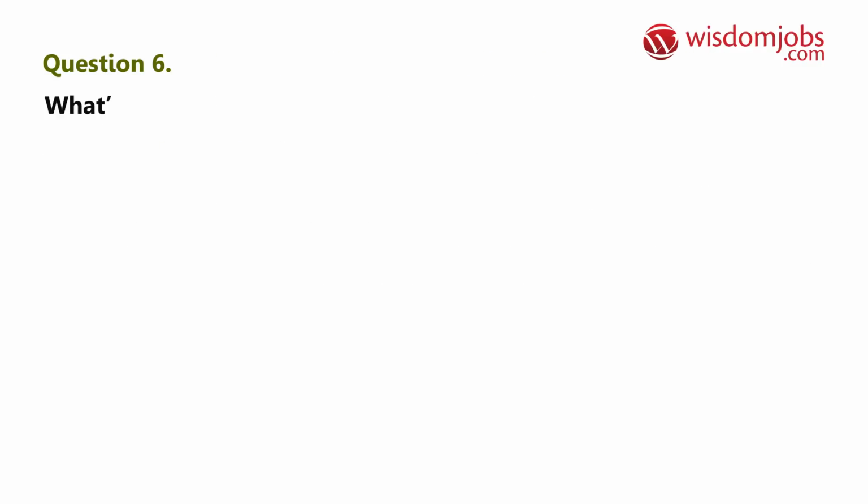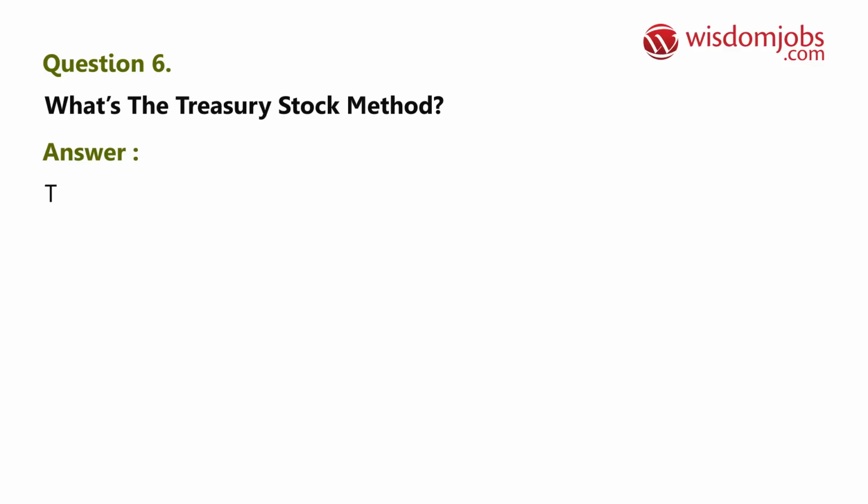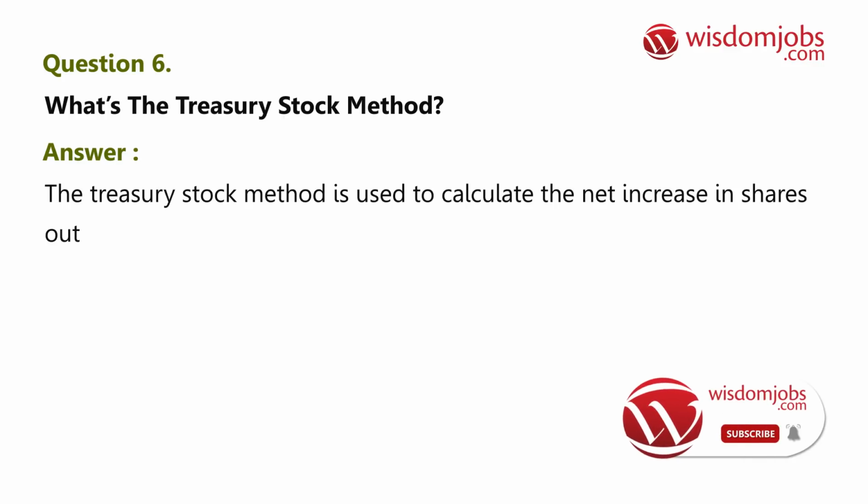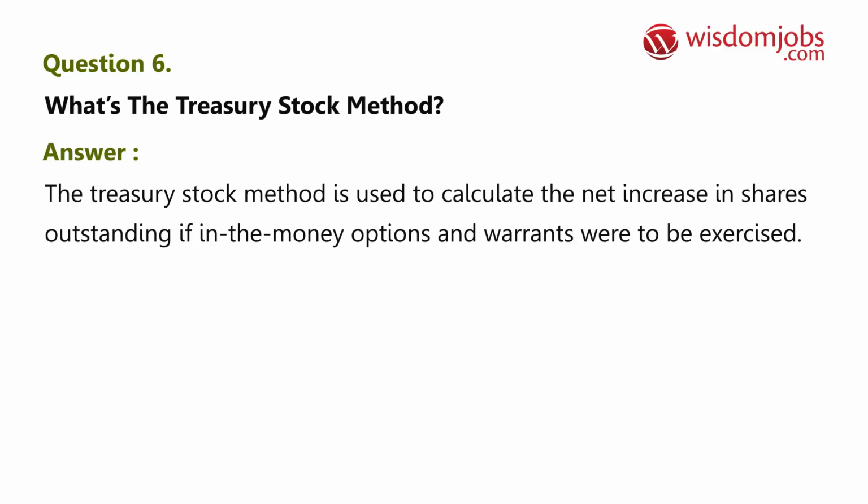Question 6. What's the Treasury stock method? Answer. The Treasury stock method is used to calculate the net increase in shares outstanding if in the money options and warrants were to be exercised.